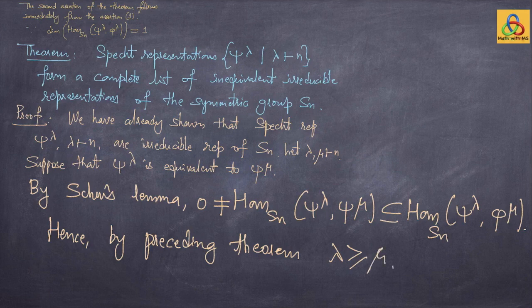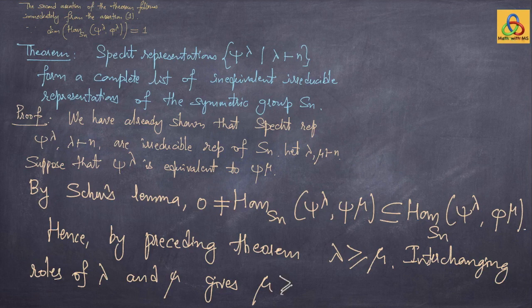But lambda and mu are arbitrary partitions of n, and interchanging the roles of lambda and mu will give mu bigger than or equal to lambda. But domination order is a partial order, so it is anti-symmetric, which implies that lambda should be the same as mu. Thus, we have shown that if the irreducible Specht representations psi lambda and psi mu are equivalent, then the partitions lambda and mu must be the same. And hence, the set of all Specht representations psi lambda, where lambda is a partition of n, form a complete list of inequivalent irreducible representations of the symmetric group Sn.